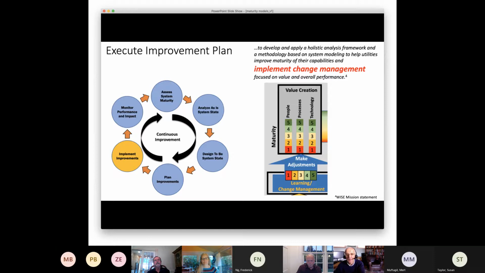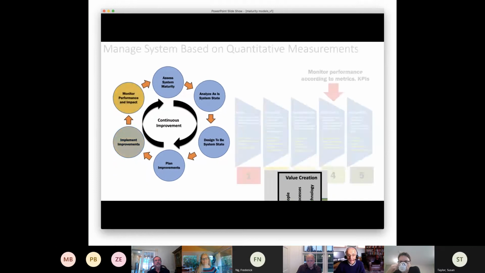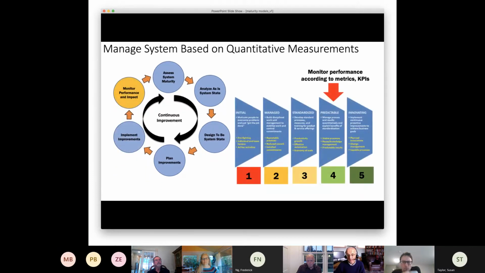So then the next step is to implement the improvements. But this means that we have to actually get into change management and learning. So the next phase of the methodology and also of the maturity is monitoring performance based on quantitative things such as metrics and KPIs. And then we complete the system. We use this maturity model to track where we are and so forth.